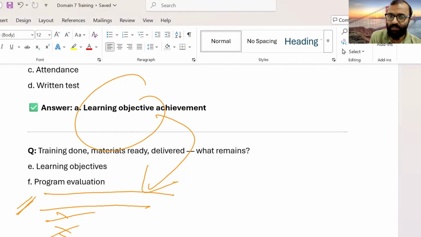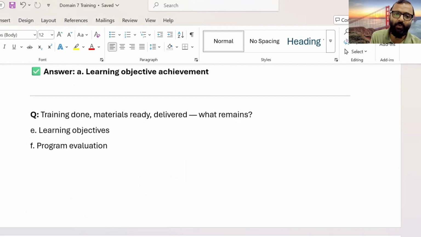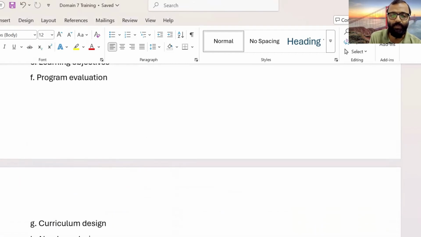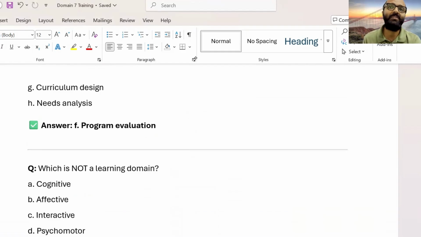Training done, materials ready, delivered, what remains? Okay, evaluation is the most important thing. After training, most of the time examination questions will come on evaluation. To understand evaluation better, if you understand Kirkpatrick's model, then these evaluation questions would be very easy. That in a couple of videos we will discuss.